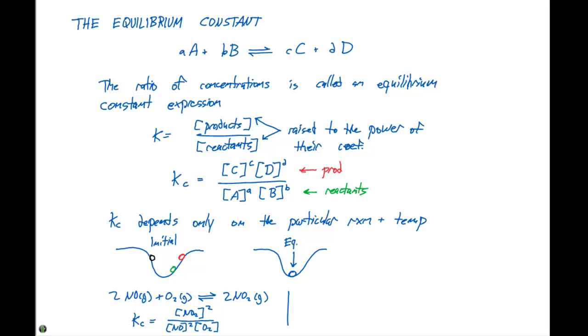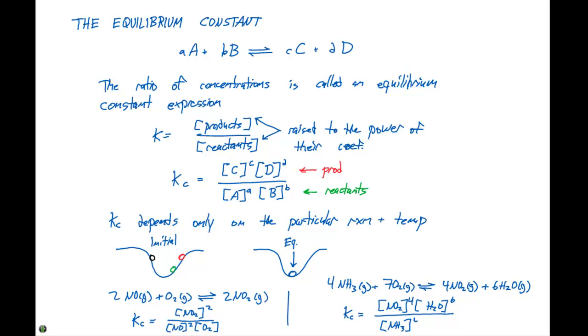We could also do this for another reaction. For example, 4NH3 plus 7O2 in equilibrium with 4NO2 plus 6H2O. To write the Kc expression for this, we would take the concentration of the products, which would be NO2 to the 4th power, times H2O to the 6th power, divided by the concentration of NH3 to the 4th power times the concentration of O2 raised to the 7th power.